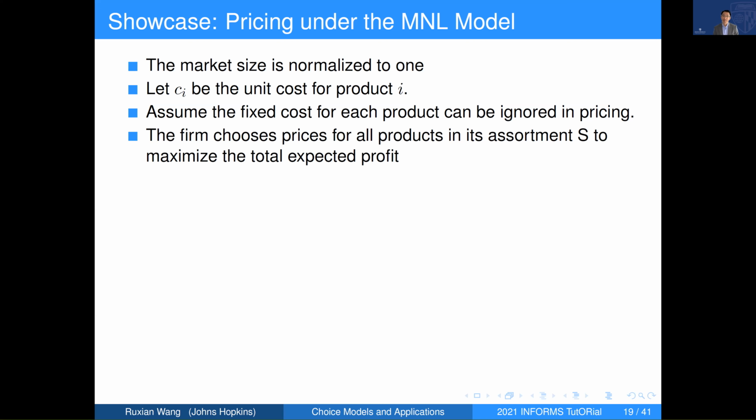Here, just very briefly, I want to present a showcase about price optimization on the standard MNL choice model, because this is the nature of the tutorial presentation. The market size is normalized to 1, and c_i is the unit cost for product i. We assume the fixed cost for each product can be ignored in price optimization because the products are already there. The firm chooses prices for all products in its offer set S to maximize the total expected profit.